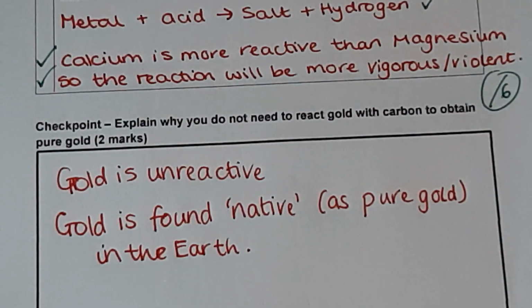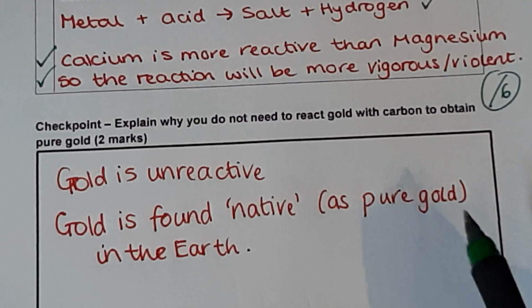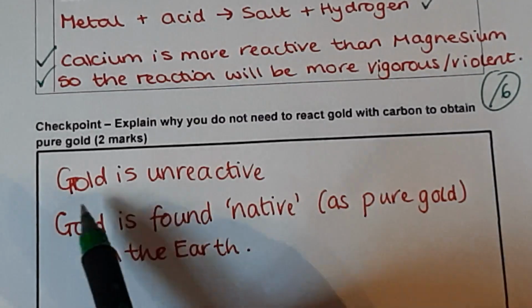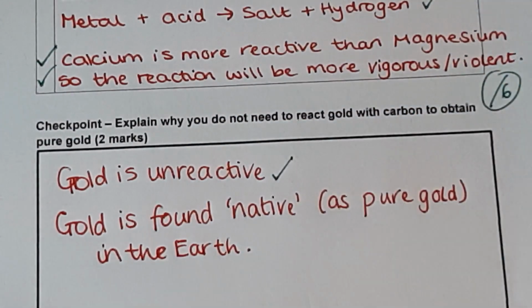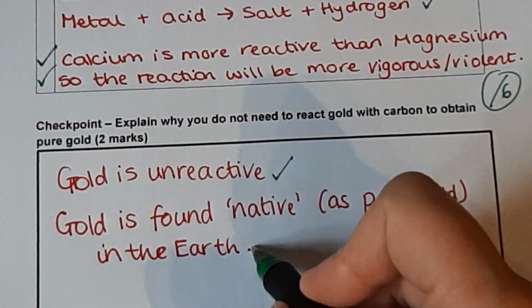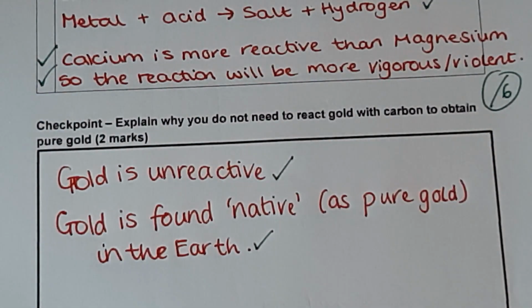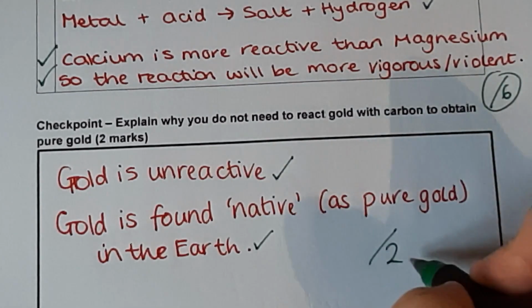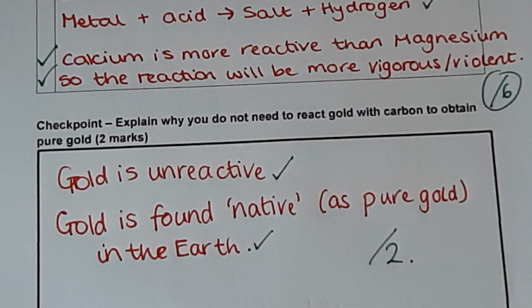Okay, let's go through that question. First of all, why don't you need to react gold with carbon? Well, gold is unreactive. It doesn't react with hydrogen, doesn't react with carbon. It doesn't need to be extracted from its ore. Gold is found native, or it's already found as pure gold in the earth. So there are 2 marks here. So give yourself a mark out of 2. I would expect that most of you have got at least 1, probably 2 on that question. Make sure you've got everything written down there if you didn't get it first time.